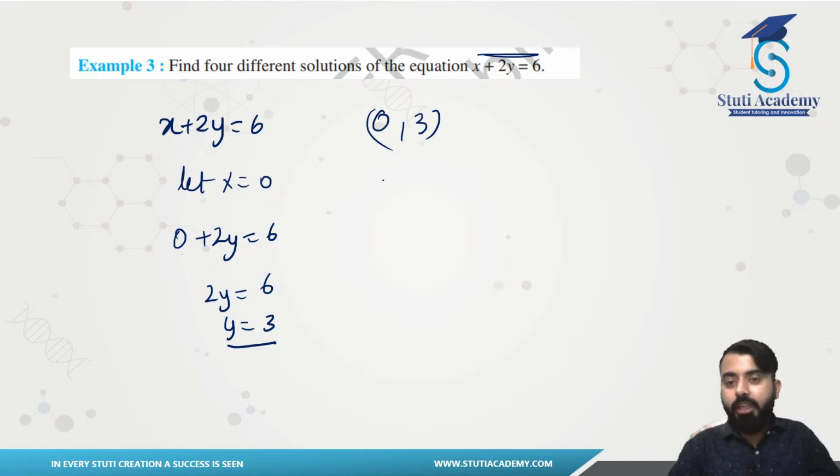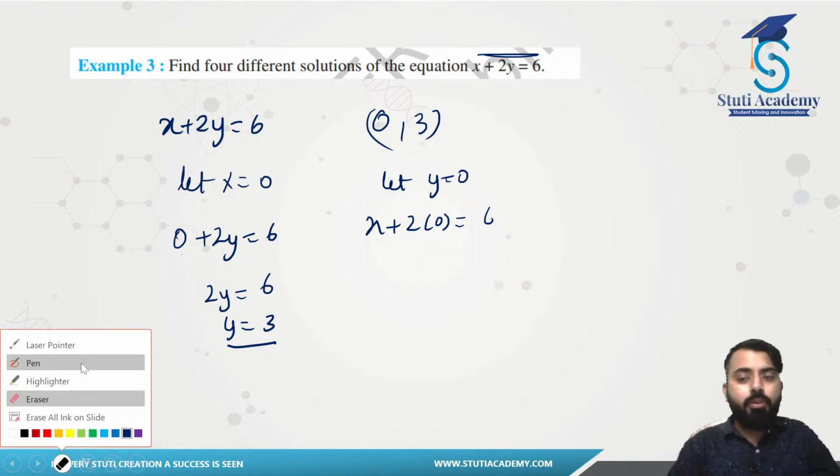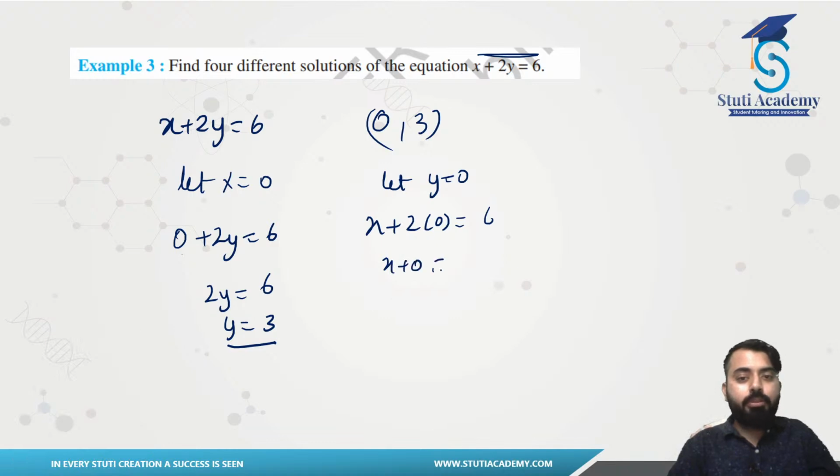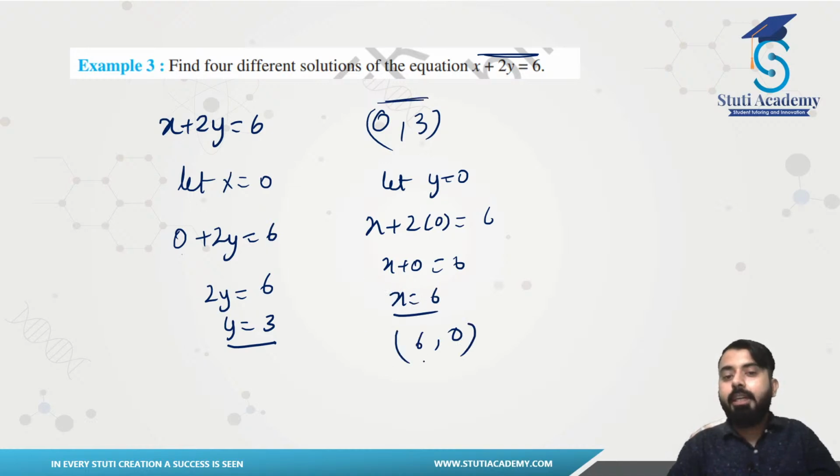Now if I assume y is 0, let y equal 0. So x plus 2 into 0 equals 6, so x plus 0 is 6, and x itself will be 6. So when y was 0, x was 6. So you have two values here: (0, 3) and (6, 0).